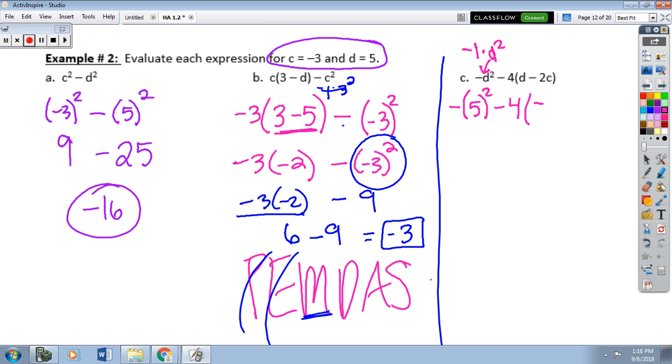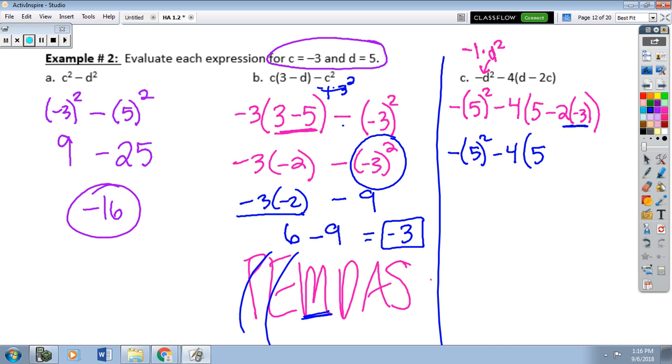Minus 4 parentheses 5 minus 2 times -3. So again, we're going to start with our parentheses. And I'll admit that sometimes I do my parentheses and exponents together if they're on different parts of the addition subtraction sign. But I'll try to keep it nice and by the book for our board problems. Inside of here we have to do our multiplication first.